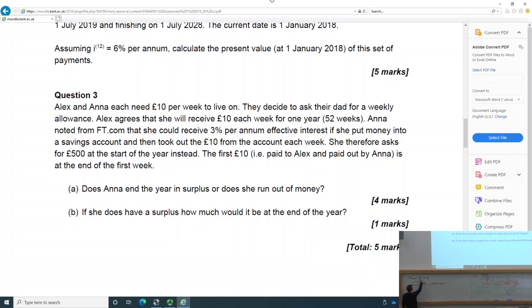Okay, so we go back up here, 10 multiplied by 1 minus 1.0005686 to the power of minus 52. And then that's over 0.0005686. Comes out at 512.24.